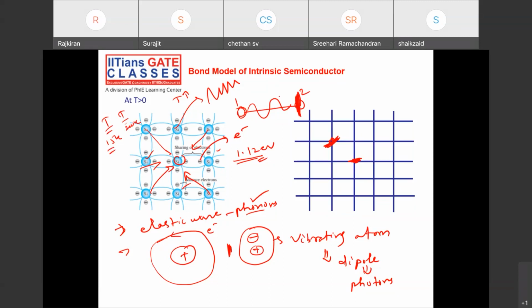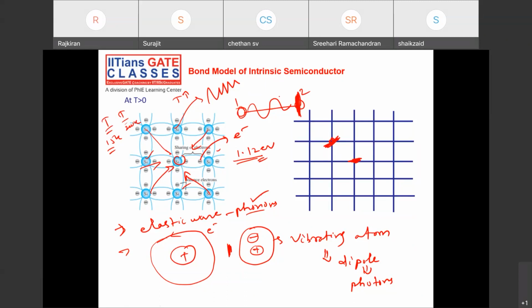So phonons and photons will be there every time whenever t greater than 0. But a bond should be broken only if they get the necessary energy. Clear? Clear. So all of you clear, guys? Saik, Surjit, Arya? Yes, sir. It is very much clear or some doubt is there?